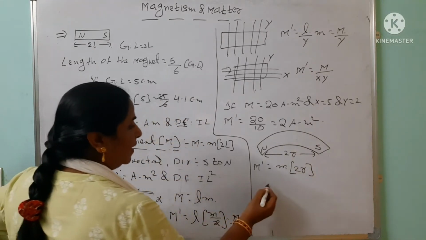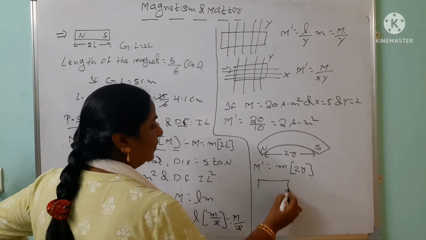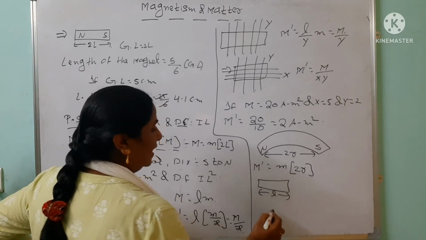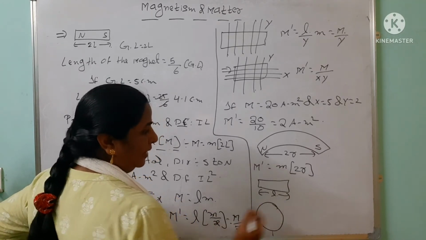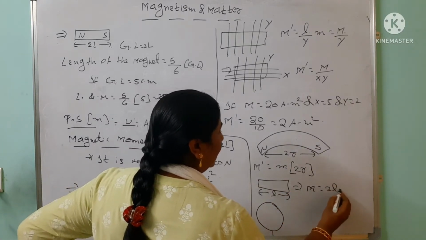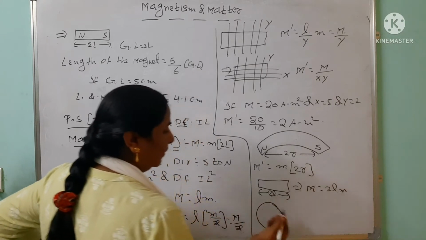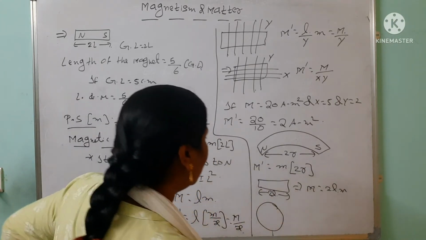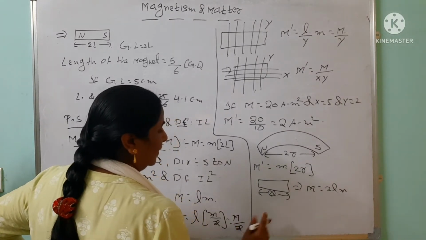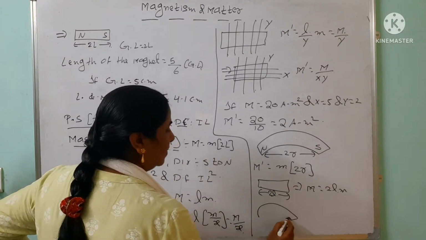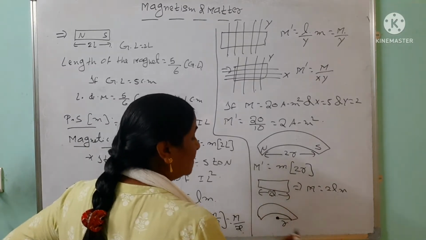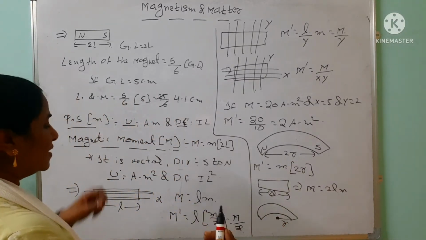Then one more thing, suppose we are taking one magnet, whose length is 2L. Now it is bent like a circle. Here, what is the magnetic moment? M equals 2L into m, that is 2L into m. But in this case, when you are bending it, how do we find out? Suppose you are bending it like a semicircle, with radius R. How to express this magnetic moment in terms of the length?